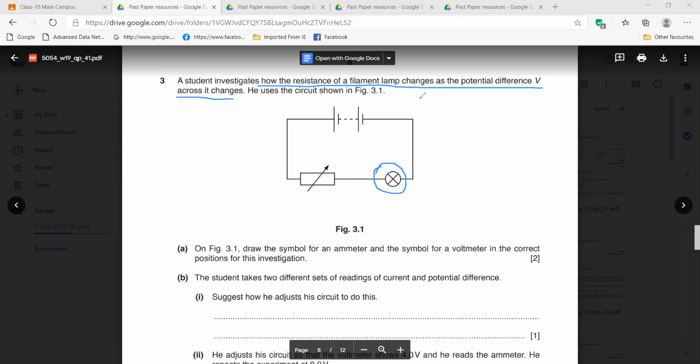Now look, what we are saying is that potential difference and voltage are the same quantity, right? The scientific name of voltage is potential difference. And to measure potential difference, we need a voltmeter, right? So we are measuring the potential difference across this lamp, the filament lamp. That's why we have to fix it here, this way.